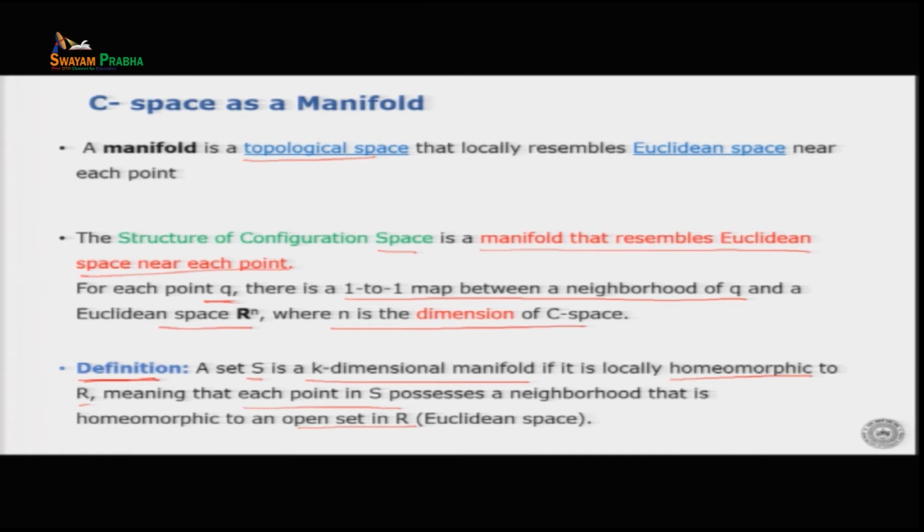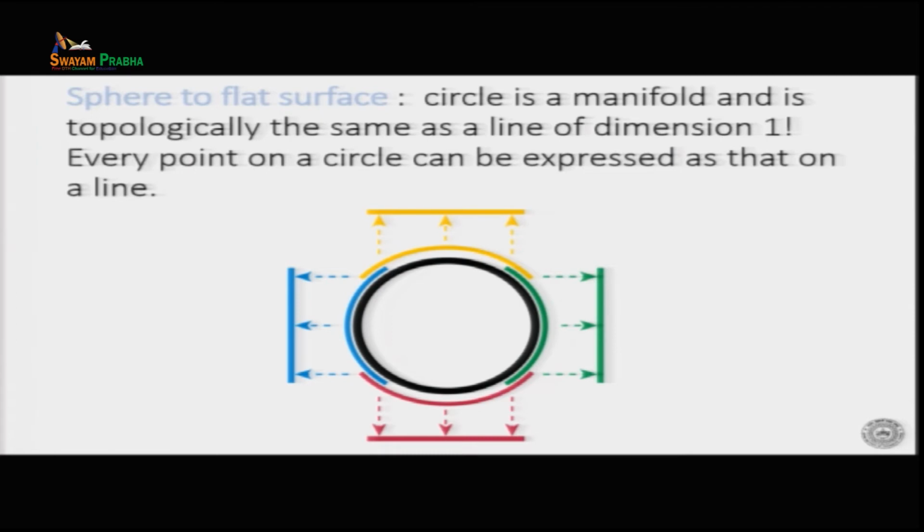So, every point in the C space can be mapped locally onto a small neighborhood in Euclidean space. So, this is the meaning of C space. C space is a manifold, and a manifold is a topological space that locally resembles Euclidean space near each point. Now, this is very important for us, because what it also basically means is that I can represent a circle.